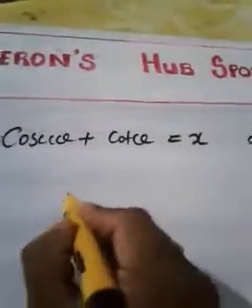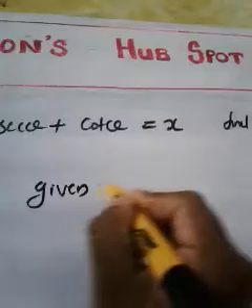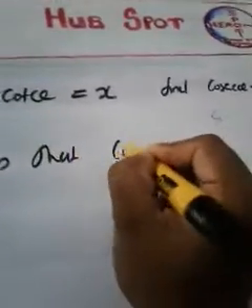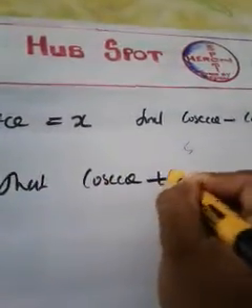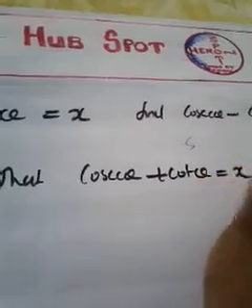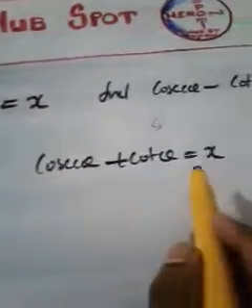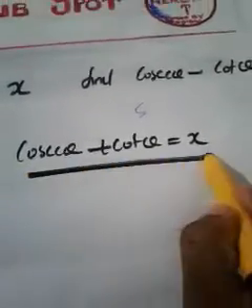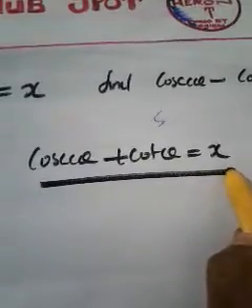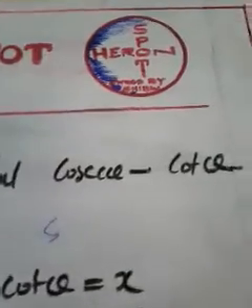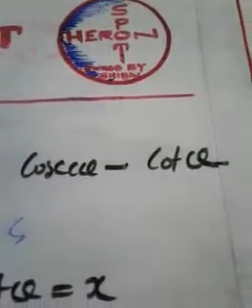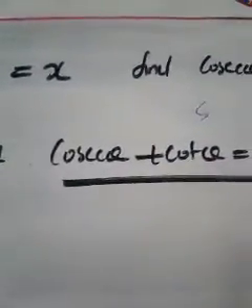What is given? Given that cosec theta plus cot theta is x. This is the only thing given. By using this given thing, we have to find out the value of cosec theta minus cot theta. Cosec theta plus cot theta is given, and cosec theta minus cot theta we have to calculate.